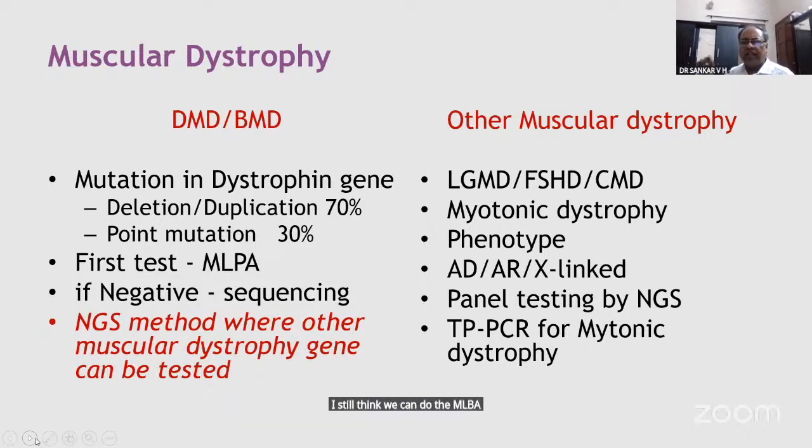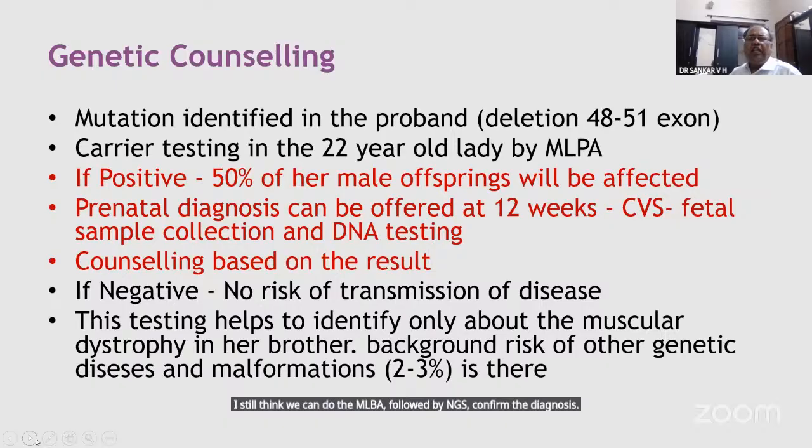MLPA followed by NGS confirms the diagnosis. If the mutation is identified in the proband, a deletion of exons 48 to 51 in this patient, then carrier testing in the 22-year-old lady, MLPA was done. So what are the possibilities that the lady will be a carrier? The mutation is identified in the proband. So the mother may be a carrier, may not be a carrier, because 33% of DMD is due to sporadic, new mutations. If the mother is a carrier, there is a 50% chance that this nursing student may be a carrier.